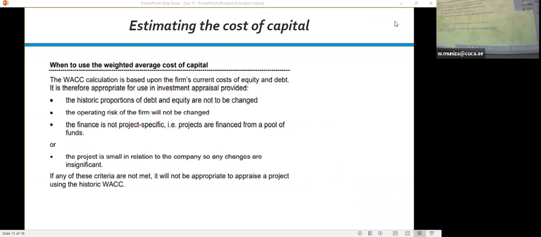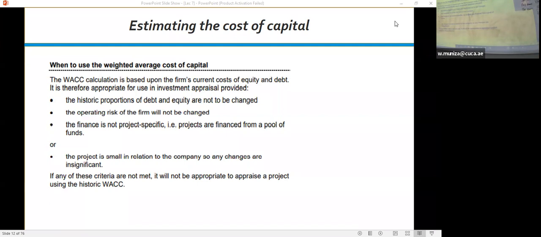Estimating the cost of capital. Now we have calculated the weighted average cost of capital. What is basically weighted average cost of capital? It is the required rate of return. Whenever the company is going to be investing in any kind of project, they will be requiring this return. Why do we calculate the weighted average cost of capital, students? What do you think? Whenever the company is going to invest in any project, they will be requiring this amount of return. But how is the return established?